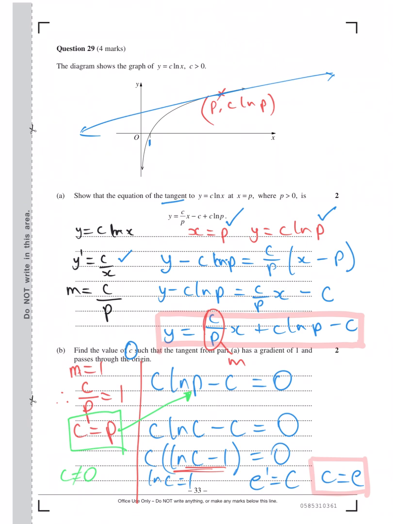So my point would be (E, E), 2.71, 2.71, something like that. And that would mean it has a gradient of 1. And if we approximately sketch this, we'll see that it's right. It's going to have a gradient of 1, and it's going to pass through the origin. It looks something like that. Don't need to draw that sketch. I'd just like to know that what we've just found is in fact logical.